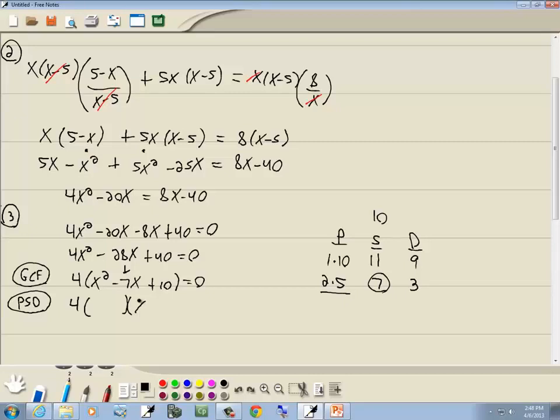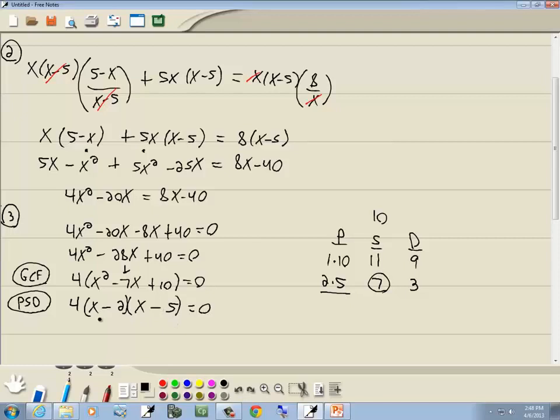The 4 carries down, it doesn't change anything, but we have to keep carrying it down. And we use 2 and 5. Now our larger number in the P column that we're using, which is 5, will always be the same sign as the middle term, which was negative. The number I circled is in the S column, S for same sign, so if the 5 is negative, the 2 will be negative.